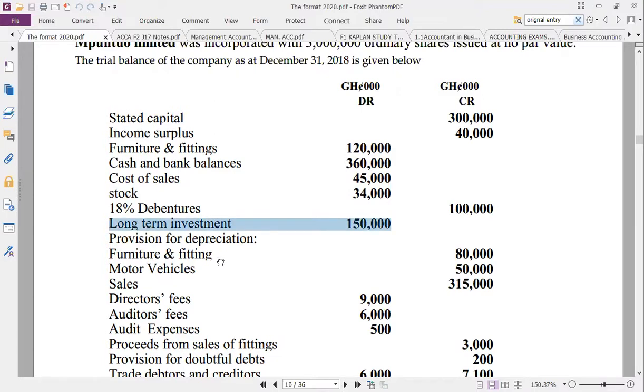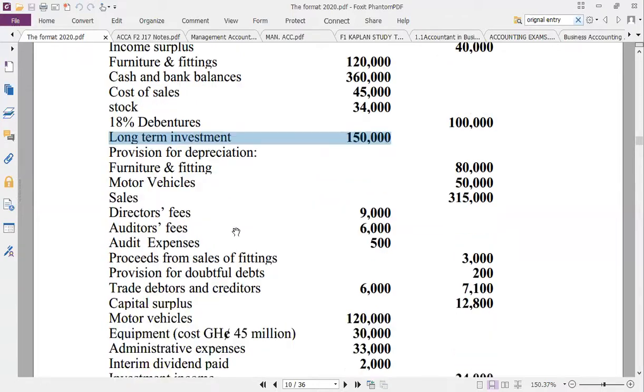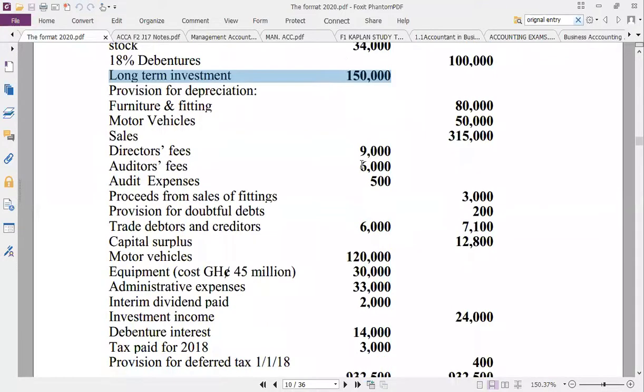Provision for depreciation, that is accumulated depreciation. That is what we are going to subtract from the cost of the non-current asset. So furniture and fittings is 80,000. Motor vehicle is 50,000. Then sales, 315,000. That's the sales revenue. Director's fee 9,000. Auditor's fee, audit expense. All these three, they are operating expenses.